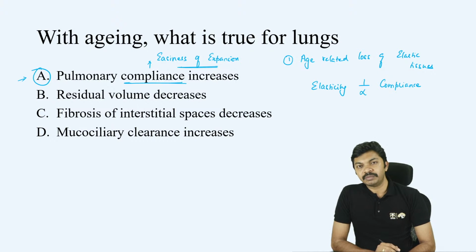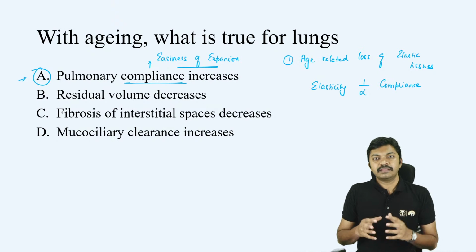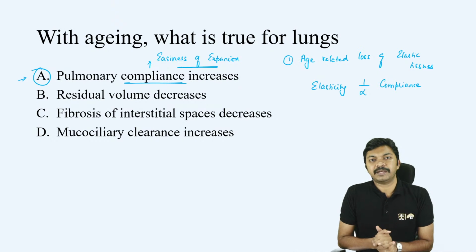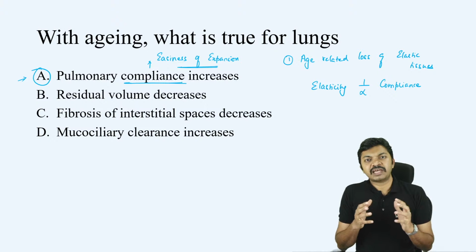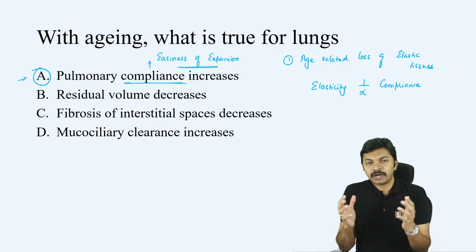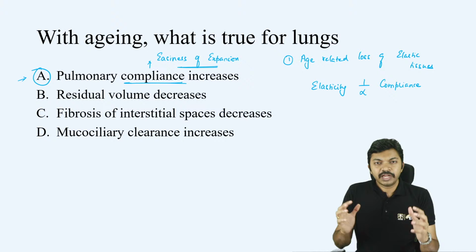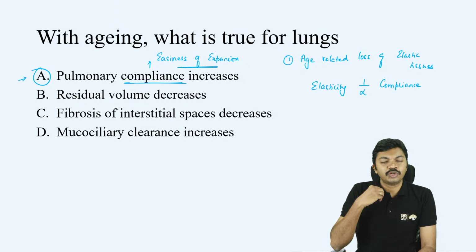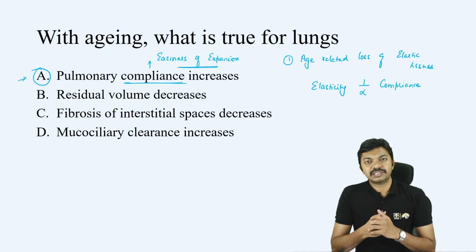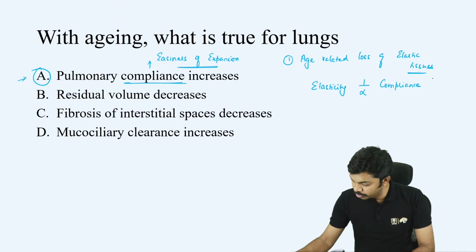Coming to option B, residual volume decreases. That's again a problem. Here, as the elasticity of lungs is gone, the ability of the lung to recoil becomes difficult. A lung which has lost its elasticity becomes more baggy, and its ability to recoil decreases. Only when a lung recoils can we breathe the air out. When the recoiling tendency is lesser, the air is not going to go out of our lung, it is going to stay in the lung itself, and that is going to increase residual volume. So again, age-related loss of elastic tissue is going to contribute to an increase in residual volume.